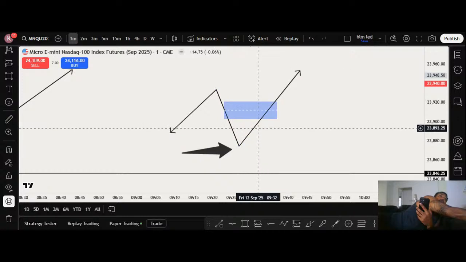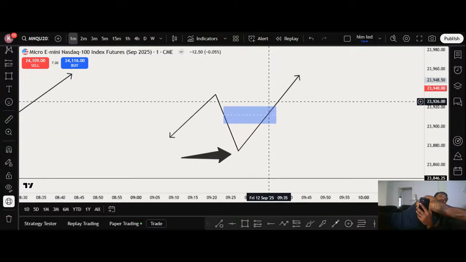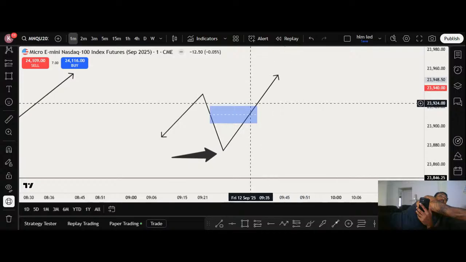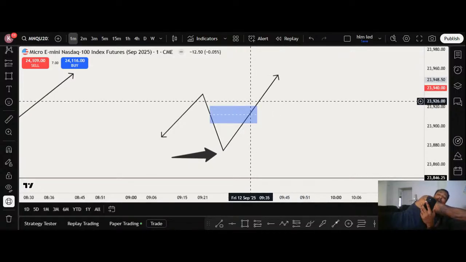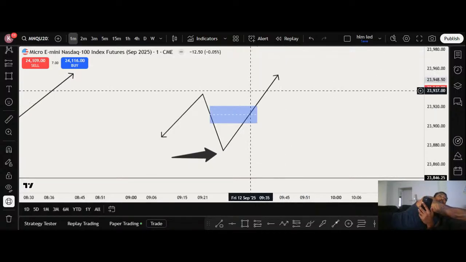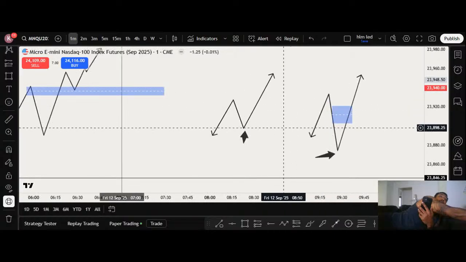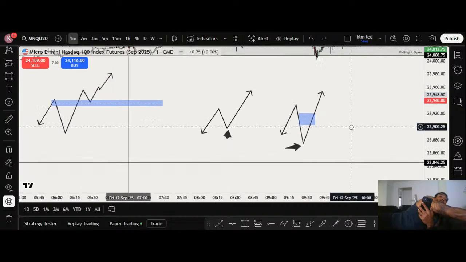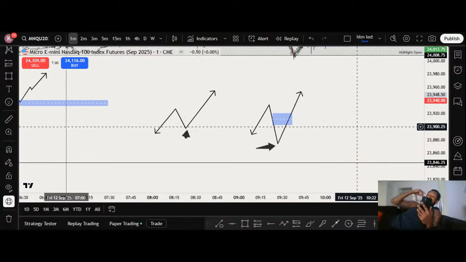So we get a change in the state, and then you get the close above, validating the inverse fair value gap, and then same thing, retest, runs over. That's the forever model. So you're looking for SMT, change in the state, inverse fair value gap, and you target the nearest liquidity to the buy side. Same thing for shorts. It's also called the SMT divergence.